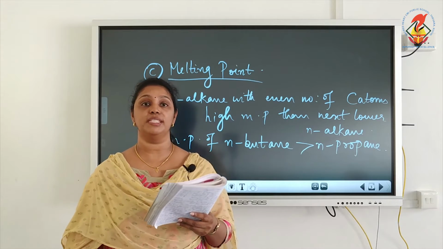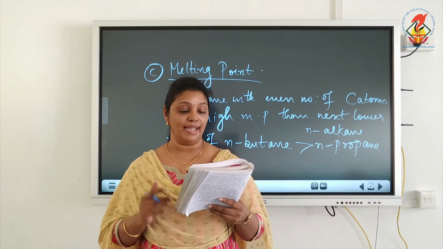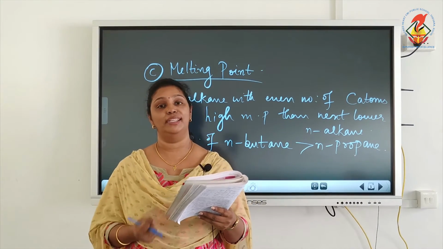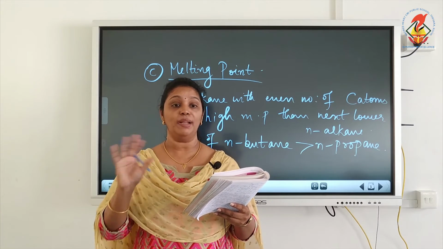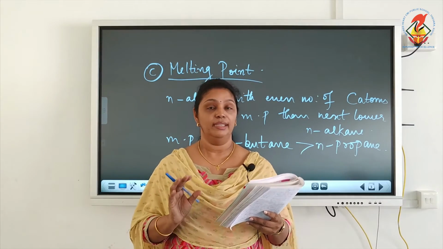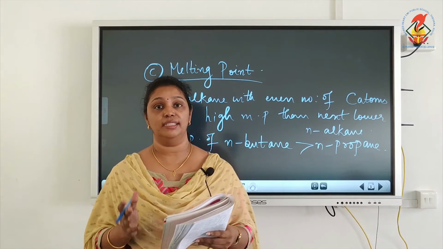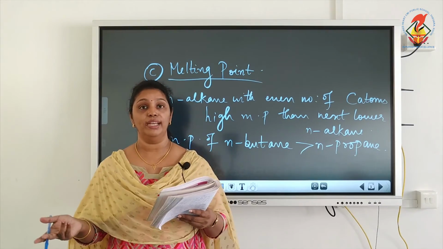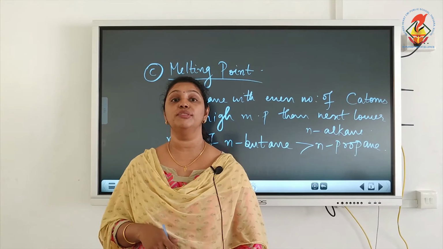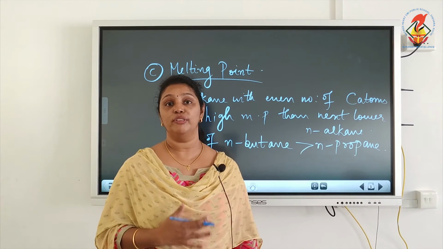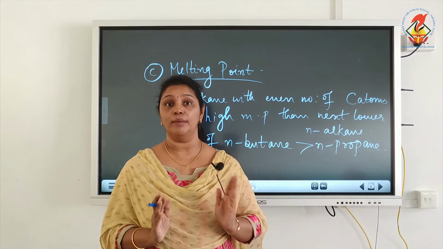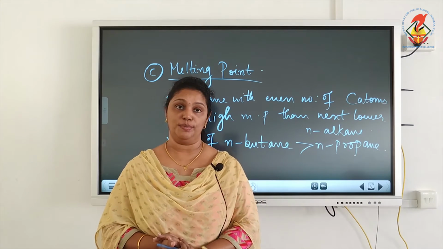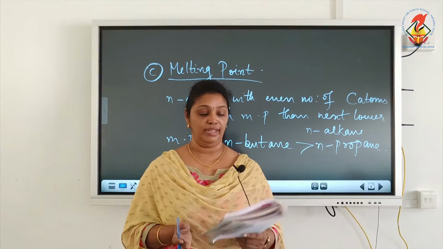We know that the melting point of a substance depends not only on the size and shape of the molecule, but also on how closely the molecules are packed in the crystal lattice. In normal alkanes with an even number of carbon atoms, they are more symmetrical and closely packed in the crystal lattice. So, they have a higher melting point than the lower alkane with an odd number of carbon atoms. Due to the even number of carbon atoms, they have a symmetrical close packing arrangement, so their melting point is also very high.